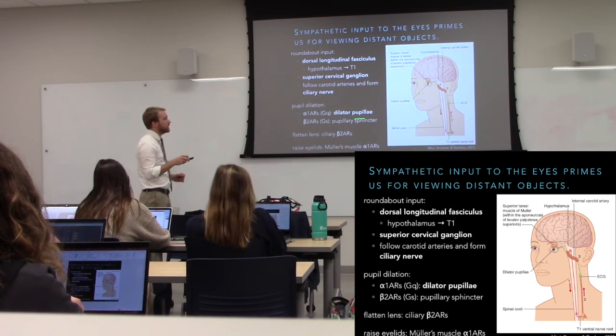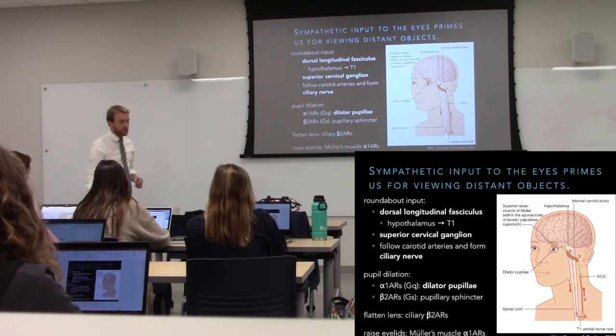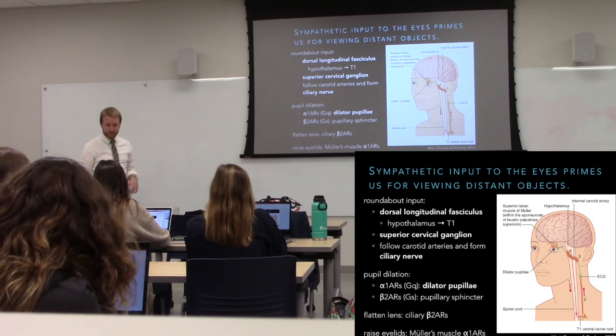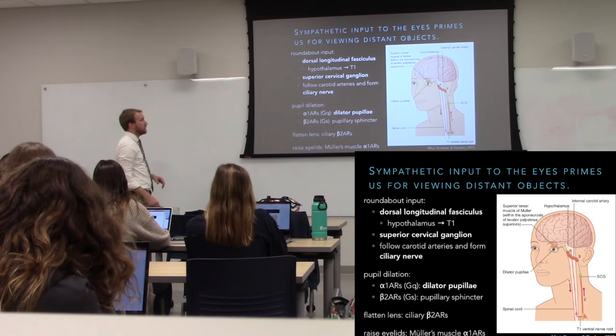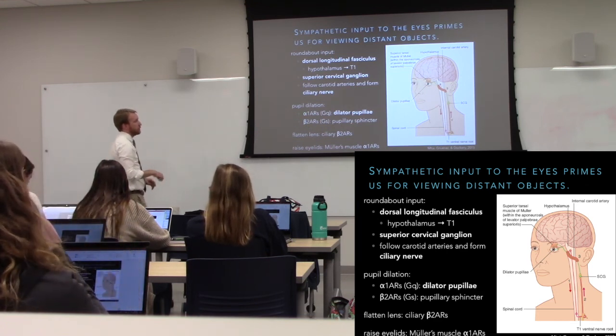It's going to stimulate the more radial dilator pupillae muscles. Rather than being a circle, these are going to be fibers running out. When they constrict, they pull open the pupil. So we get dilation with sympathetic activation. We'll flatten our lens.